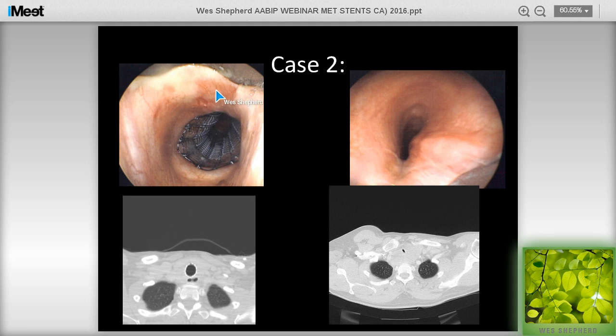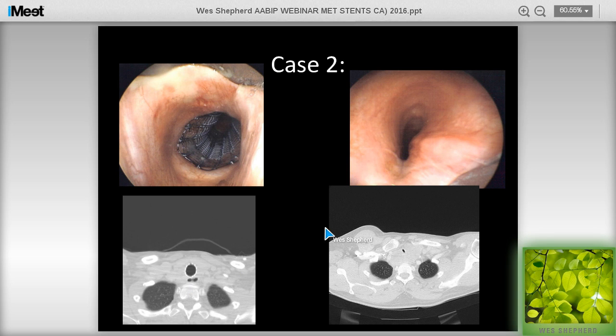This picture's really upside down. This is the bevel of the rigid bronchoscope. This is posterior, this is anterior. Here's the cricoid cartilage, and here you can see the proximal edge of an uncovered Ultraflex stent. This is a slice after the stent was placed, with the stent visible in the previous comparative picture.